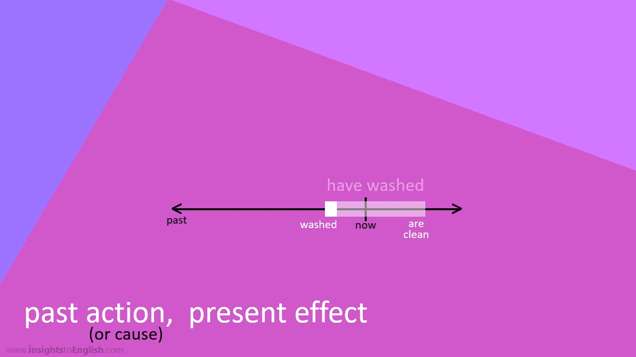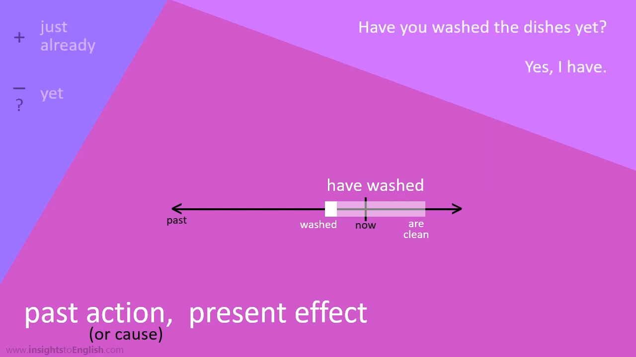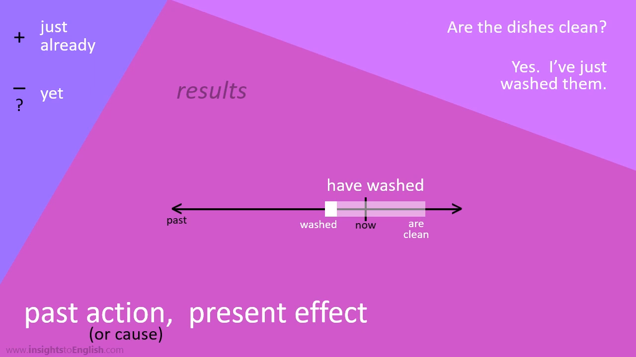I see. Even though the action is done, it's still important now. We often use yet and already in this case. Also, just, since the actions are usually recent. Okay. What's important here is not the action itself, but the result. So maybe the question your mother asks you is, are the dishes clean? And I could say, yes, because I've just washed them.